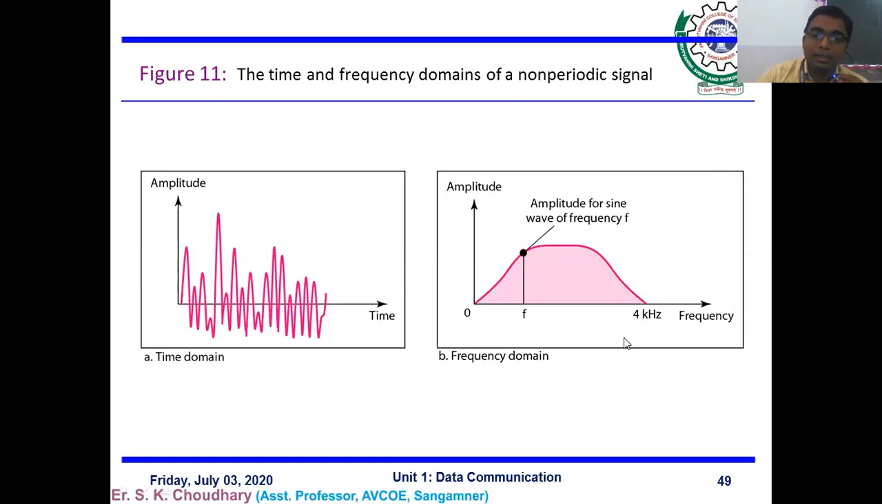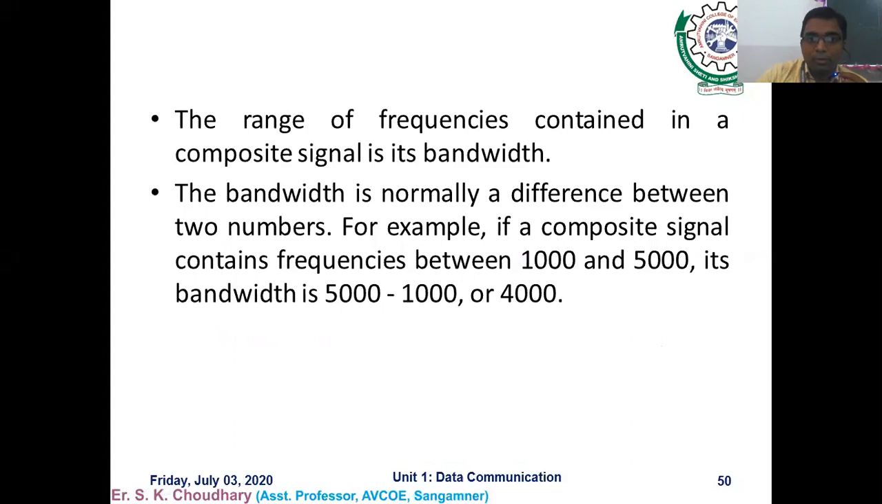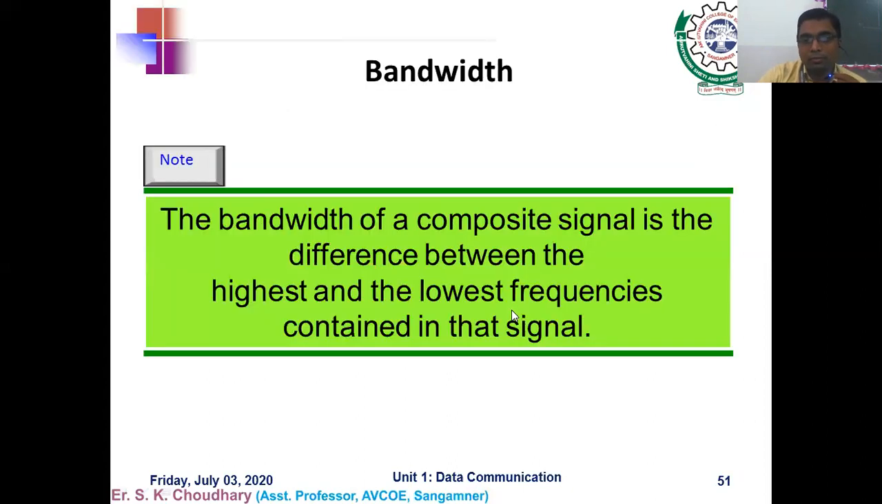In the periodic composite signal, there are simple spikes at different frequency levels, and in the non-periodic composite signal, it is a continuous frequency pattern. Now we have to see how to find the bandwidth from this description. Bandwidth is normally the difference between two numbers, the highest frequency value and the lowest frequency value. In one example, the lowest value is 1000 hertz and the highest value is 5000 hertz. So the bandwidth is 5000 minus 1000, that is 4000 hertz. It is the difference between the highest and lowest frequency components present in the signal.